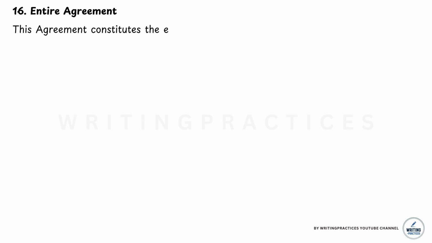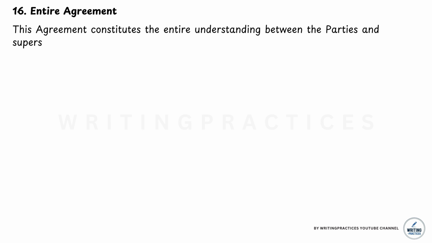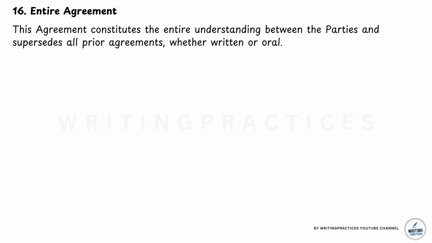Point number 16. Entire agreement. This agreement constitutes the entire understanding between the parties and supersedes all prior agreements, whether written or oral. This clause confirms that this document is the complete agreement. This is important because it prevents reliance on outside discussions. Legally, it strengthens enforceability.